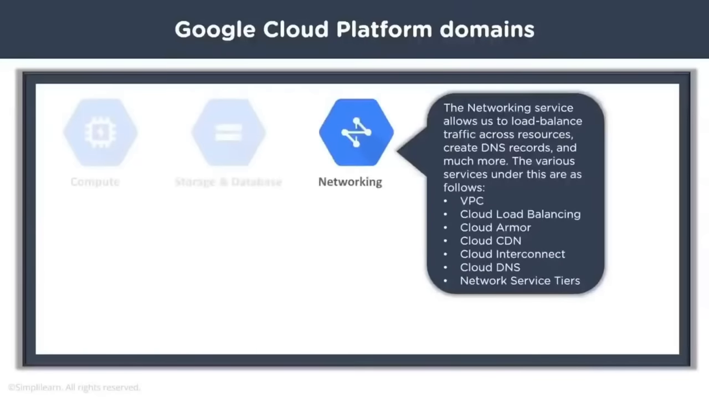When we talk about networking, the networking service allows us to load balance traffic across resources. Now, as I mentioned earlier, resources could be your different resources which you would be using from a cloud platform, such as your devices, your instances, memory optimized or CPU optimized instances, or other resources, creating DNS records, and much more. So various services under this are VPC, that stands for Virtual Private Cloud. You have Cloud Load Balancing, Cloud Armor, Cloud CDN. You have Cloud Interconnect, DNS, and Network Service Tiers.